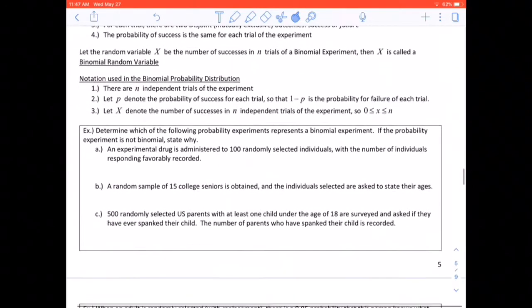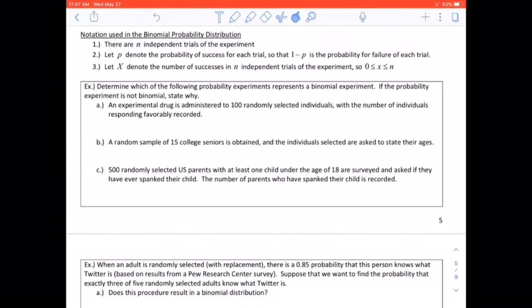So the notation that we use when dealing with the binomial probability distribution: there are going to be n independent trials of the experiment. p is going to be the probability of success for each trial, and then that means that 1 minus p, which is also called q, is the probability of failure for each trial. x is denoting the number of successes in n independent trials of the experiment. So x is somewhere between 0 and n, and it could equal either one of those.